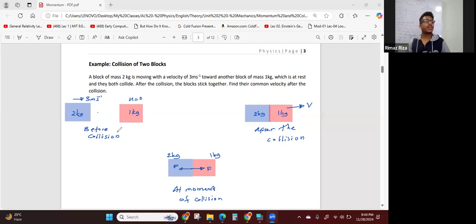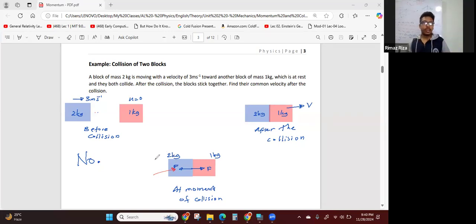Okay, first I'll read the question again. Can we apply the linear momentum conservation principle for the 2 kilogram mass? The answer is no. The reason is that if you consider this 2 kilogram mass, during the collision there is an external force acting on it, right? If you study the principle properly, then you will say no, because at the moment of collision there is an external force acting on this 2 kilogram mass.